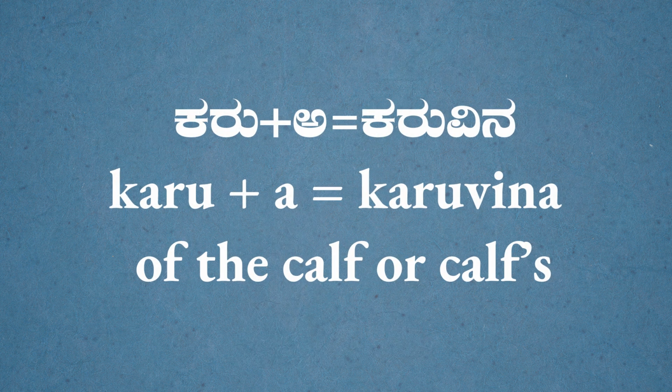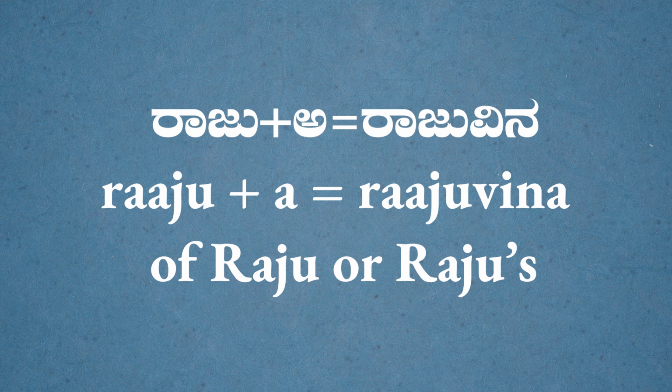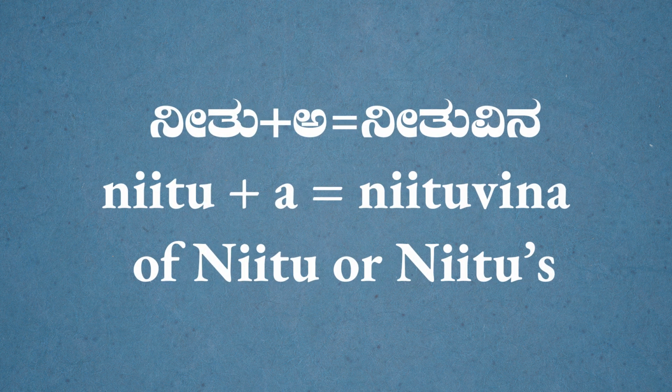Karu plus a becomes Karuvina, which means of the calf. Similarly, we have Raju plus a becomes Rajuvina, which means of Raju. Neetu plus a becomes Neetuvina. Adding a to the following nouns ending in u.